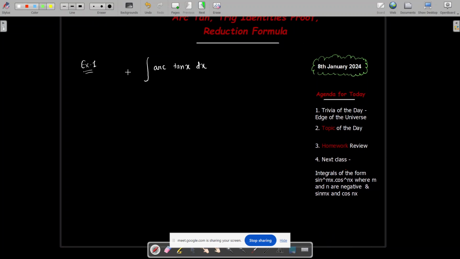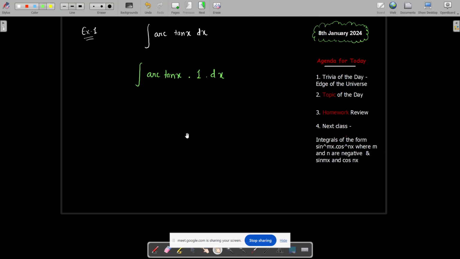So to integrate this function, we are going to use integration by parts. For integration by parts, we are supposed to have two functions, u and v. Since here we see only one function, we are going to multiply this by 1. Arctan x times 1 dx. So now which of these should I take as u and which should I take as v prime?